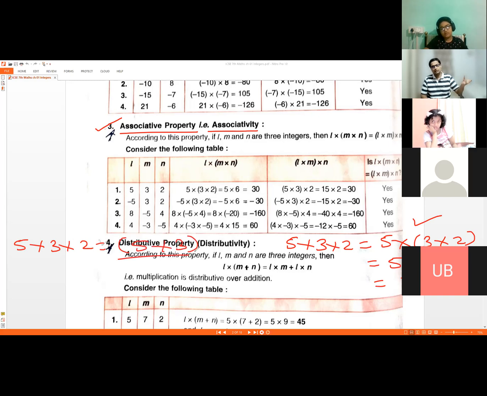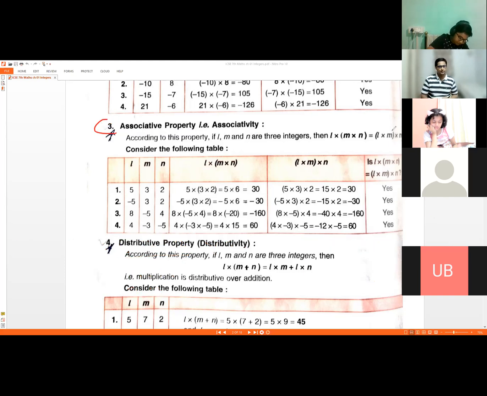So you have to put brackets on 5 and 3, and whatever the product is, 15, you have to multiply by 2. Now you get the same answer. Is that clear? So this is called the associative property. Please write this down. Associative property: L into M into N is the same as L into M into N.